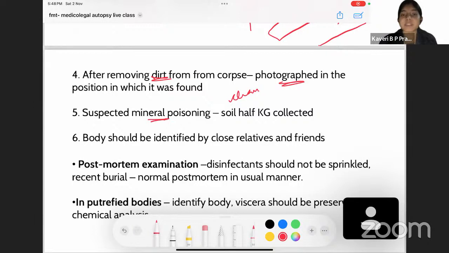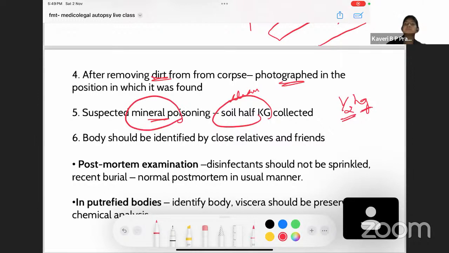In case of mineral poisoning, you collect half a kg of soil from around the body. So why do you collect soil? Because the mineral could have been absorbed into the soil also. That's why you collect around half a kg of soil. Body should be identified by the close relatives and friends. So these people should be there and they should help in identifying the body before you do the exhumation. And after you do the postmortem examination, disinfectants should not be sprayed in case of recent burial, in the usual manner of a normal postmortem. Why shouldn't you spray disinfectants?